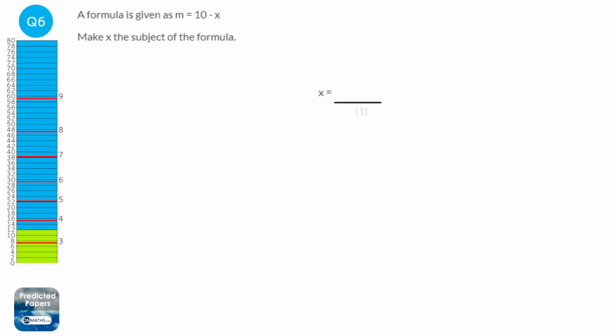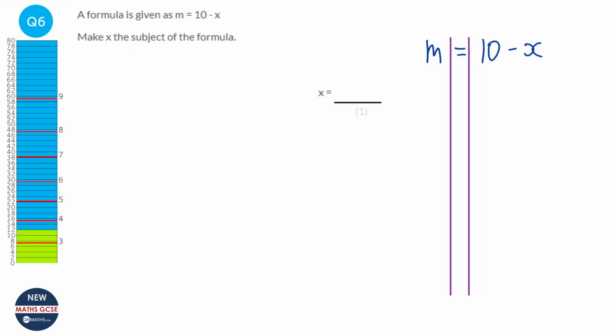To rearrange this, I'm just going to write out the equation again. And I'm going to put my lines in. Okay, so the first thing I'm going to do is try and make the x positive, because we're looking to make x the subject of the formula, which means we need it to be x equals. So what I'm going to do is just add x both sides. So we've got x plus m equals 10.